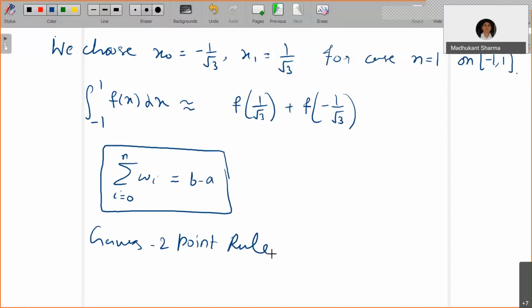In the next session, we are going to address the error. The second thing, we are going to address how we will map this to the general interval a to b. So these two things, and then at the end we are going to look at the convergence of this Gauss 2-point rule or general rules. Okay, thank you.